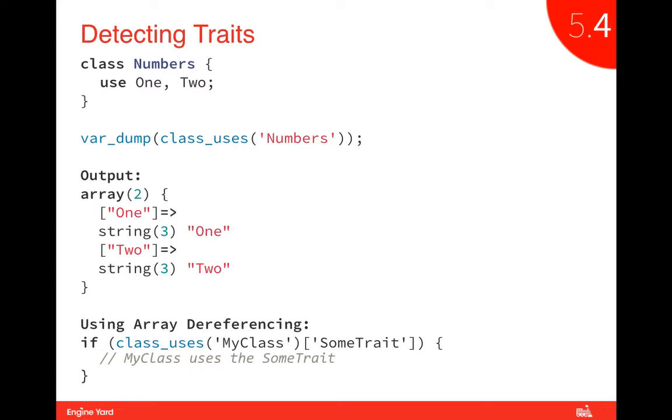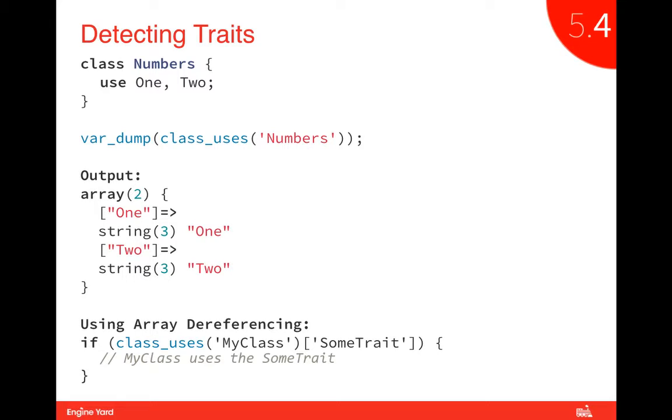If you want to detect traits, because traits are a compiler system copy and paste, you can't use instanceof to check if a trait is being used, because it's not part of the object heritage tree. So instead, we have this class_uses function. So I've got class numbers uses 1 and 2. If I var_dump class_uses on the numbers class, it tells me with both keys and values 1.